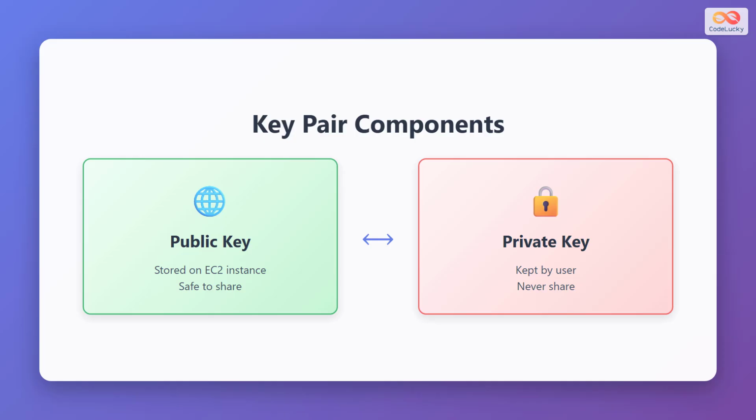A key pair consists of two components. First is the public key, which is stored on your EC2 instance and is safe to share. Second is the private key, which is kept by you on your local machine and should never be shared with anyone. These two keys work together mathematically to authenticate your access to the instance.